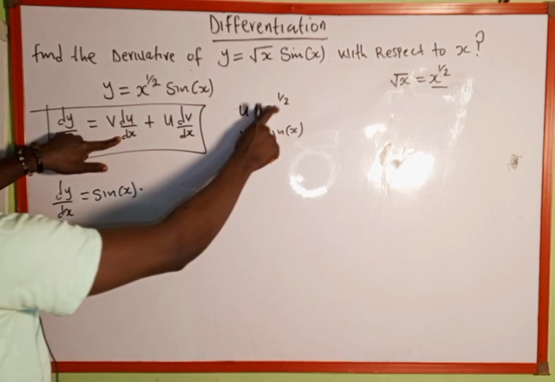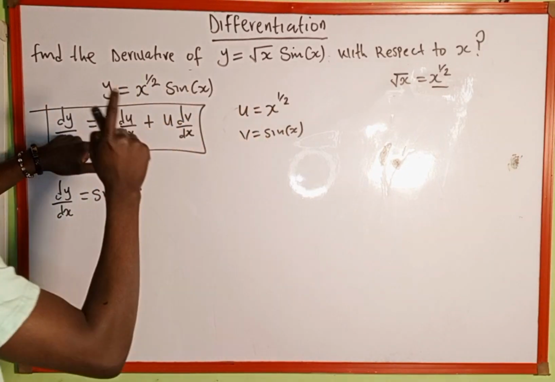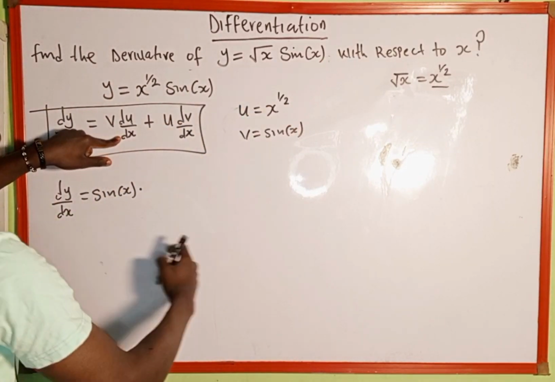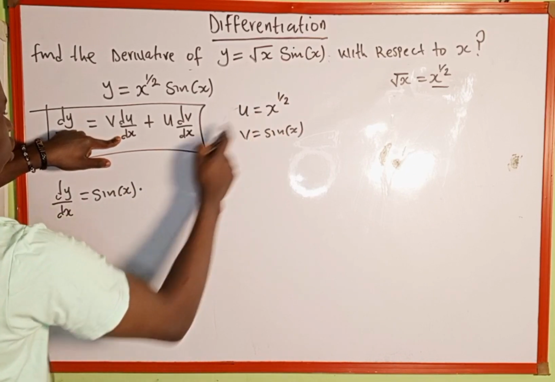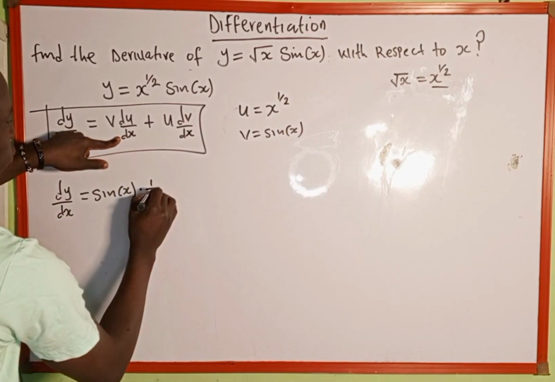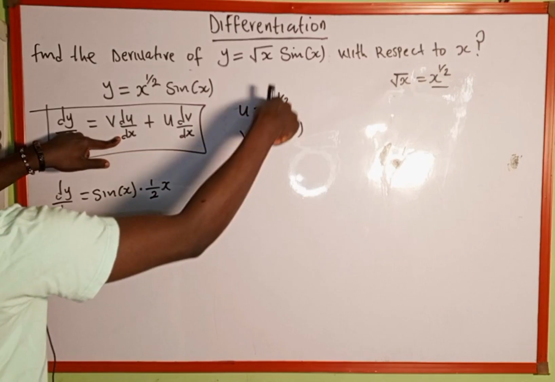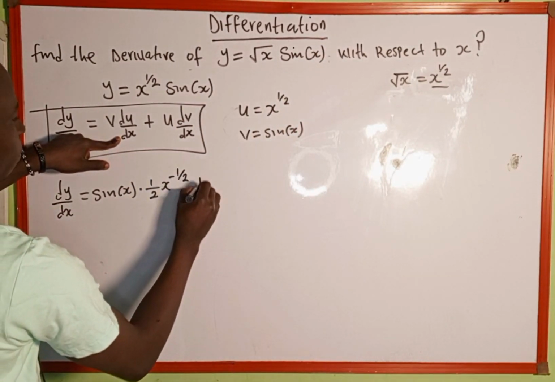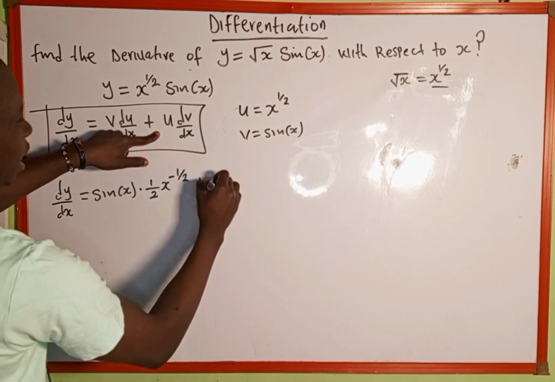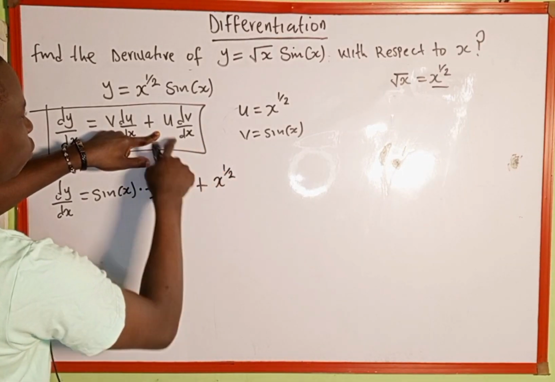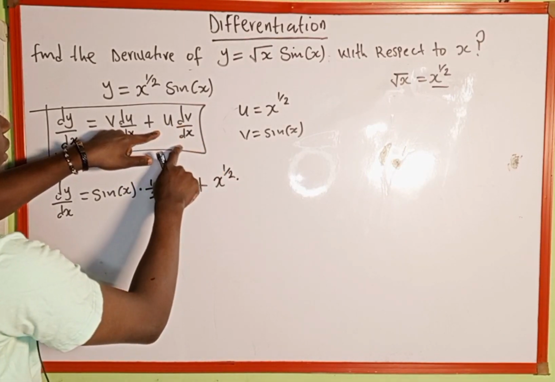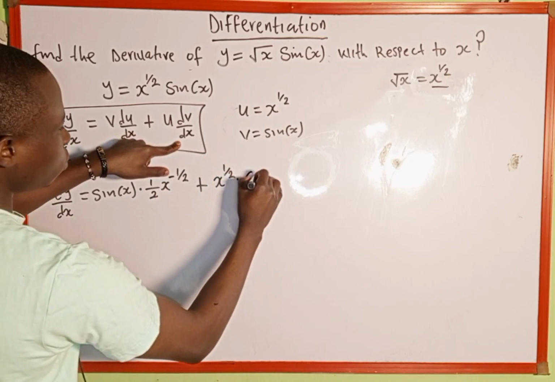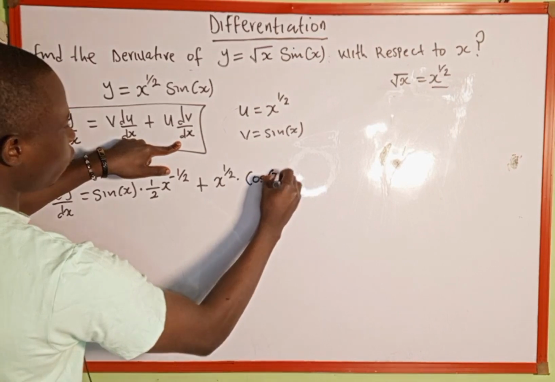If we are differentiating x to the power of 1 over 2, we recall our power rule. We use this power to multiply x, then we take away 1 from the power. 1 over 2 multiplied by x is going to give us 1 over 2x. Then 1 over 2 minus 1 is going to give us minus 1 over 2. Then plus u. We let x to the power of 1 over 2 be u. Then multiply by the derivative of v with respect to x. And when we differentiate v with respect to x, it's going to give us cosine of x.